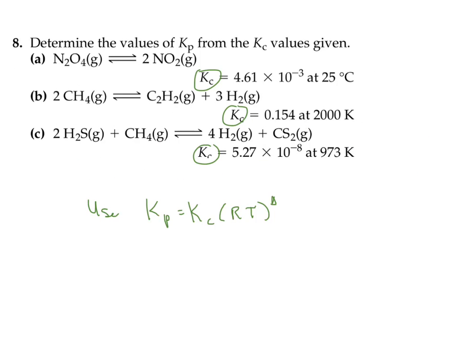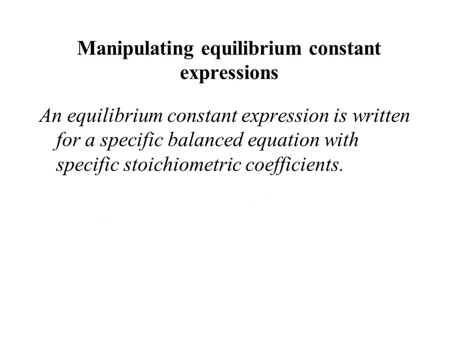For this one, this is like we just did a minute ago. Instead of being given the KPs and asked to find the KCs, we're given the KCs and asked to find the KPs. So determine the KP given these KCs. So you don't have to write the equilibrium constant expressions. All right? Okay.